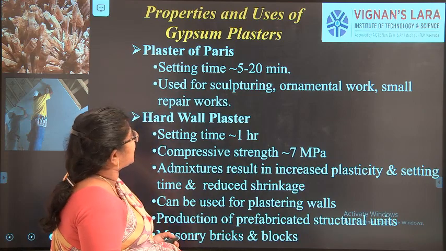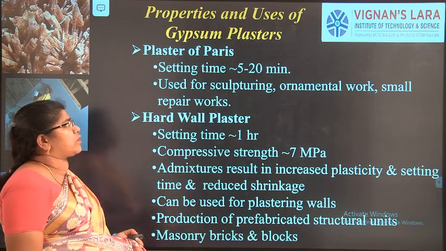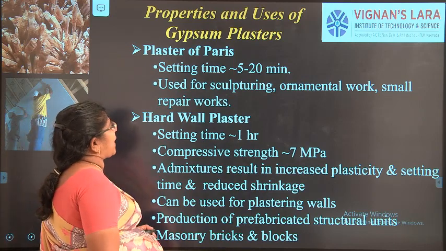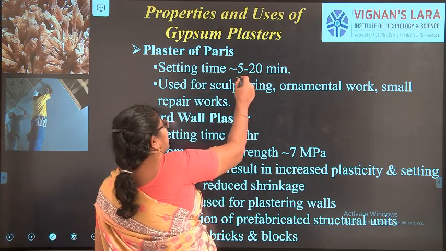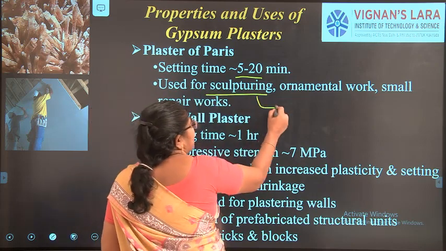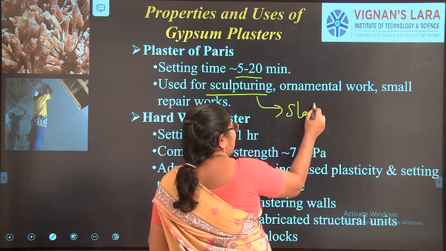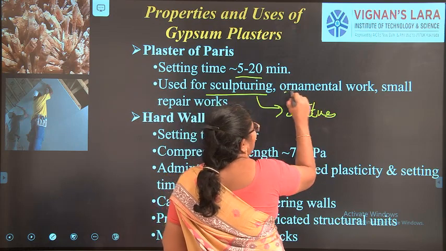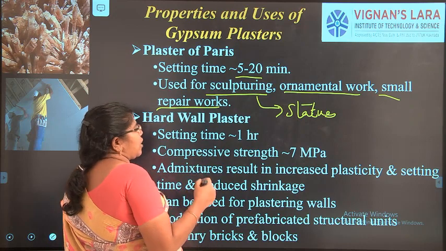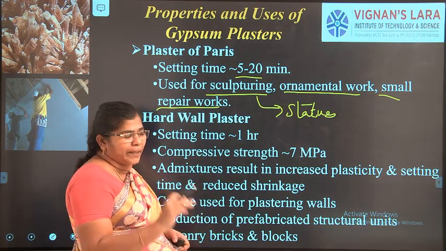The next one, we will see some properties and uses of these gypsum plasters. The first one is the plaster of Paris. The setting time is 5 to 20 minutes, and it is used for sculpturing, that is, making statues. Then ornamental works and small repair works we also use it for, and I am not even touching the medical field.